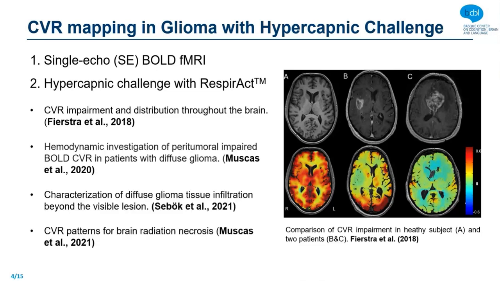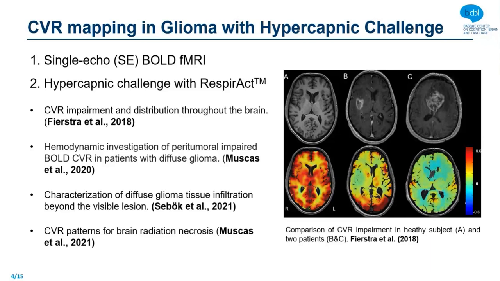There are other studies that also measured CVR mapping in glioma. Fisher and colleagues investigated more about the peritumoral areas, where they could see a hemodynamic change that correlates with the glioma size. And also, another study looked at the infiltration beyond the visible areas, which we can see in the tumor areas. And lastly, Fisher in 2021 also did a study about the CVR patterns in brain radiation necrosis.